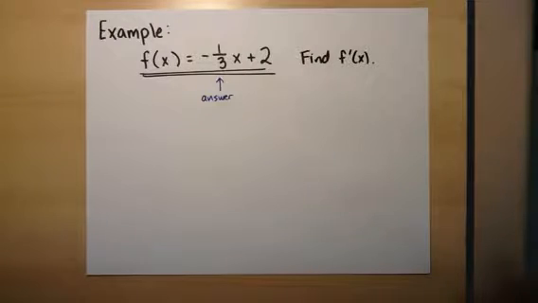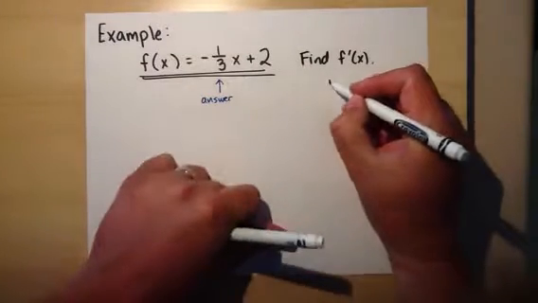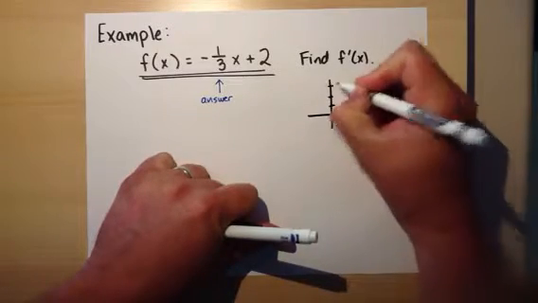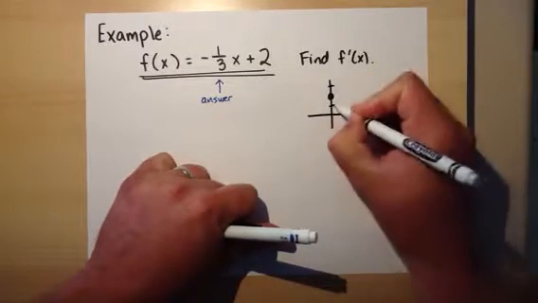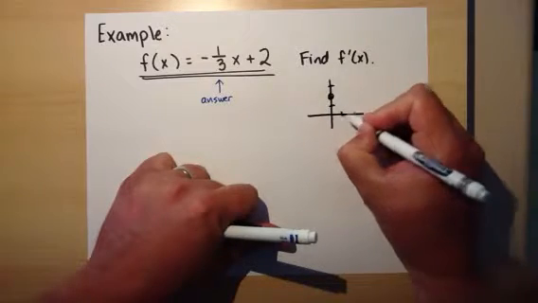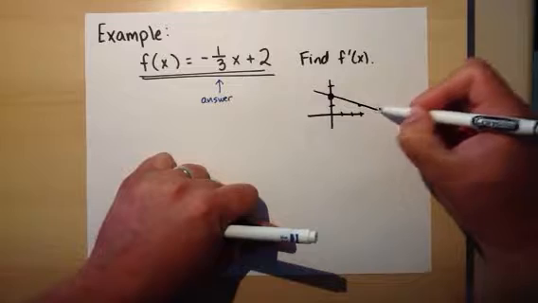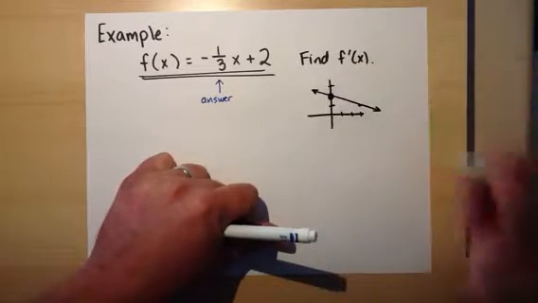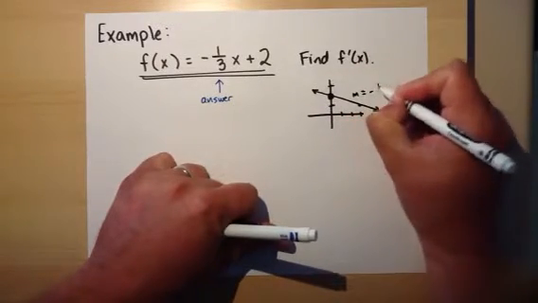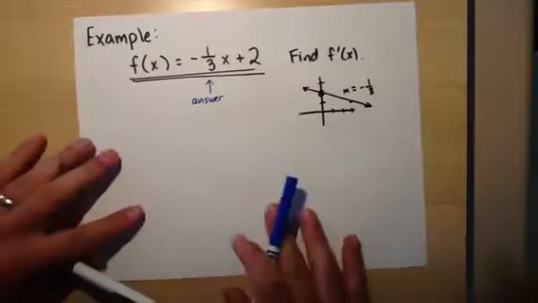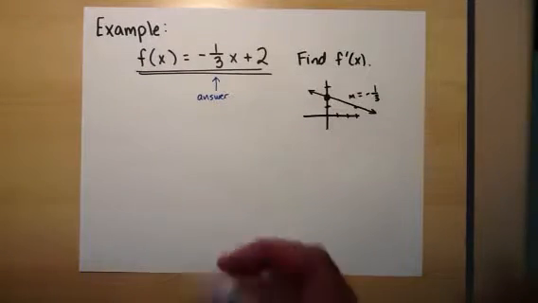Nothing's changing, okay? I mean, if we look at the graph of that function, we know the y-intercept's 2, going down 1 over 3, and that is a slope of negative 1/3, okay? And so that's our derivative. Our answer is going to be that. It remains constant, it doesn't change. So, well, let's follow through the definition of derivative in order to get this.